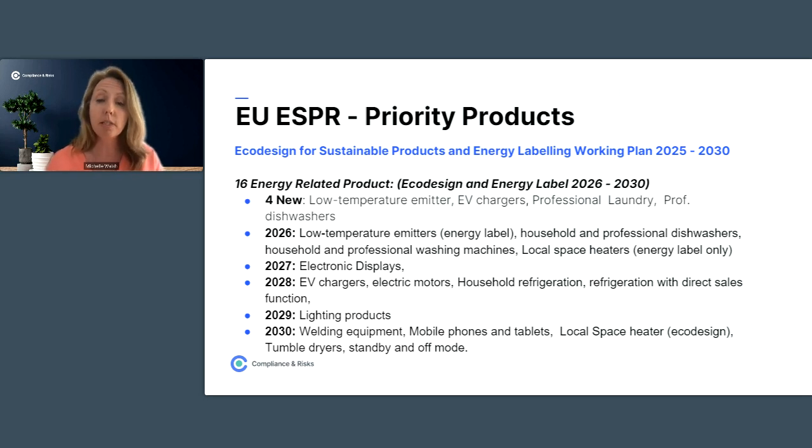In 2027, we're going to see a new measure for eco-design and energy labeling of electronic displays. This will replace the current regulation. In 2028, you're going to see electric vehicle chargers, electric motors, household refrigeration and refrigeration with direct sales functions, which are used in supermarkets. There are going to be new measures in 2028. In 2029, it's going to be the turn of lighting products. And then in 2030, they're looking at welding equipment, mobile phones and tablets, an eco-design measure for local space heaters, tumble dryers, as well as standby and off-mode consumption, which covers numerous electronics. So a lot's going to be happening, very ambitious for the next 5 years.